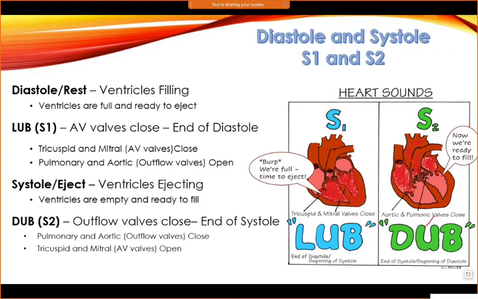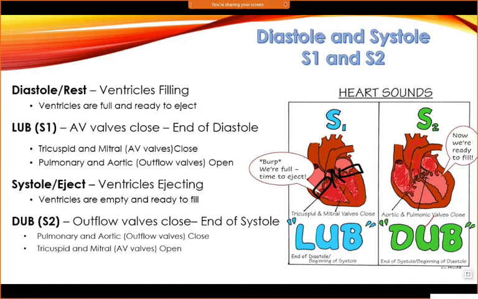When the AV valves close, that is the end of diastole, and now those ventricles can squeeze out the blood. Ventricles are like a sponge. You soak a ton of fluid or blood into that ventricle, and now they squeeze it out. They squeeze out during systole, which is when they're ejecting. So when your AV valves close, your outflow valves open. You can see here we just did lub, the AV valves close and the outflow valves open because we are about to eject blood out.